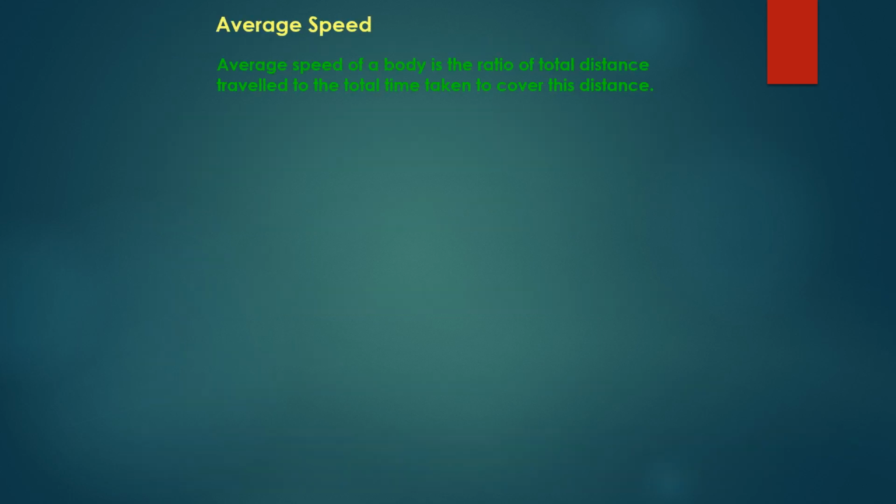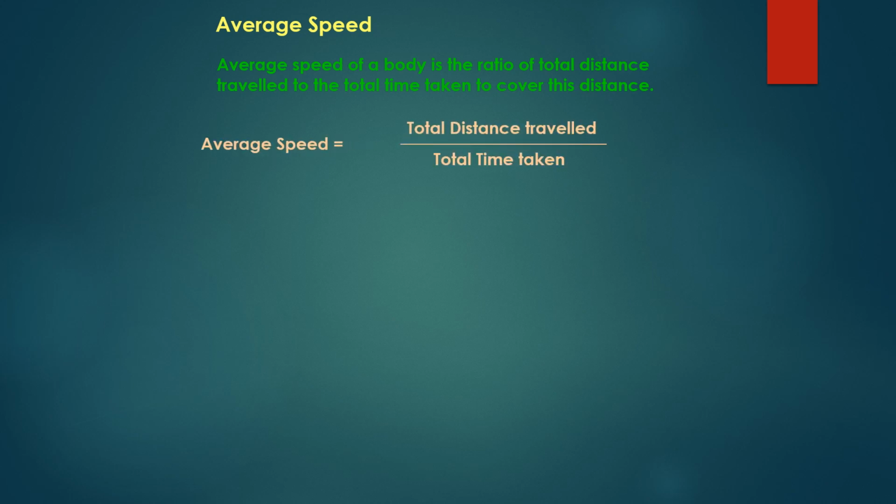What is average speed? Average speed of a body is the ratio of total distance traveled to the total time taken to cover this distance. Total distance traveled by total time taken is called average speed. V average is equal to total distance traveled by total time taken.